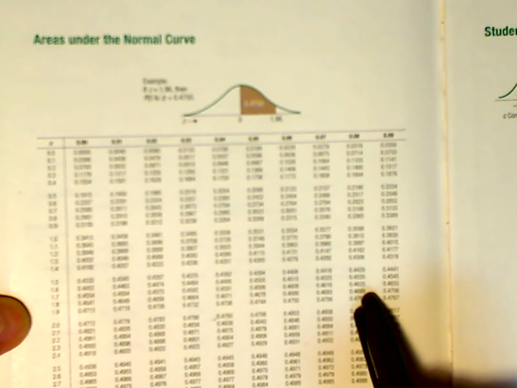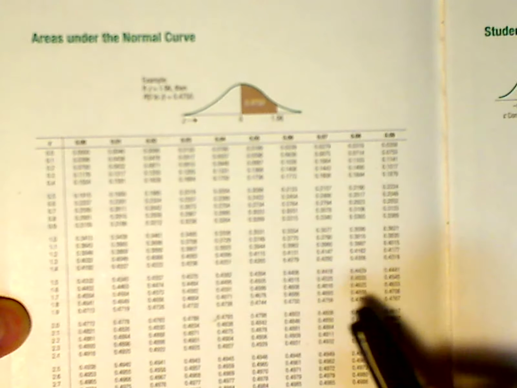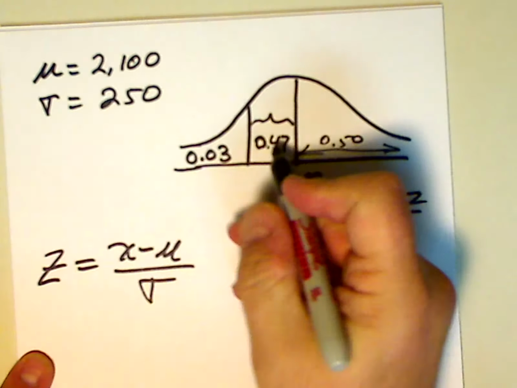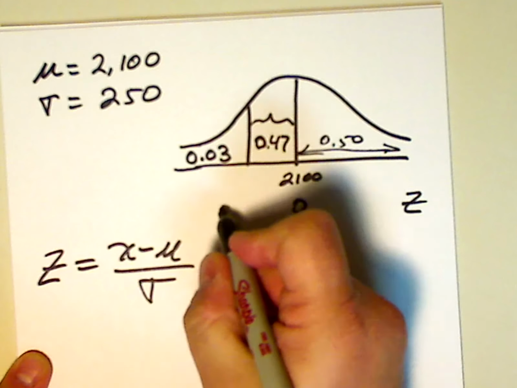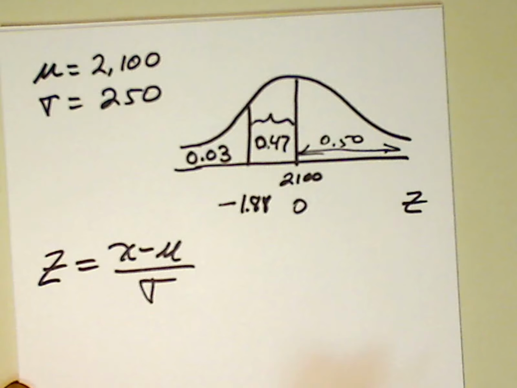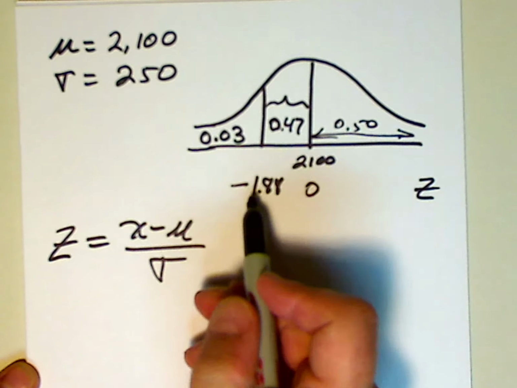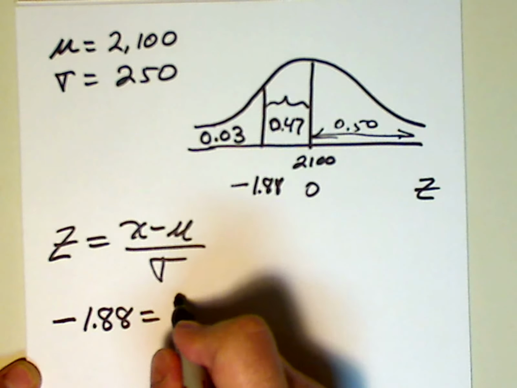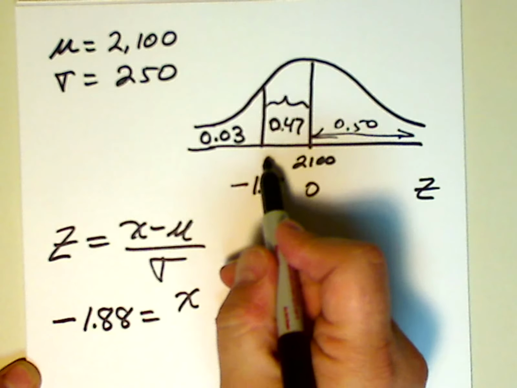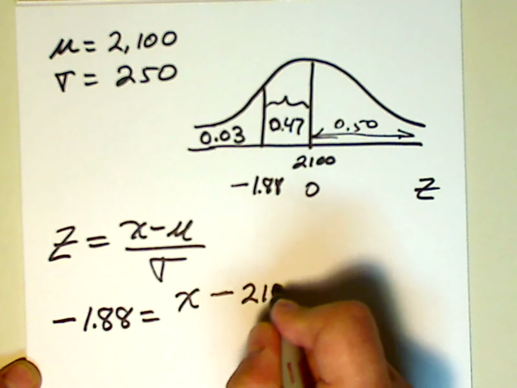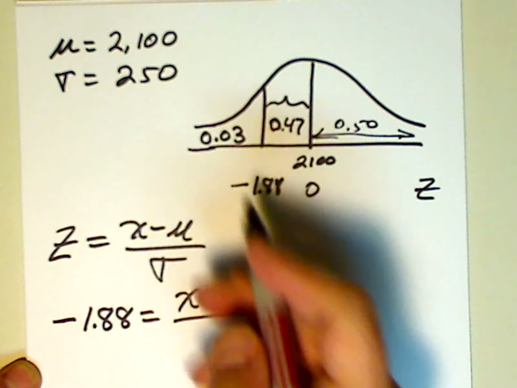And we go over here to the 0.08 column. So it's associated with a z value of 1.88. And because it's on this side of the mean, it's negative 1.88. So we're going to use negative 1.88 as our z value. We don't know what x is, that value here. We don't know what that's associated with yet. We know that the mean is 2100, and we know that sigma is 250.